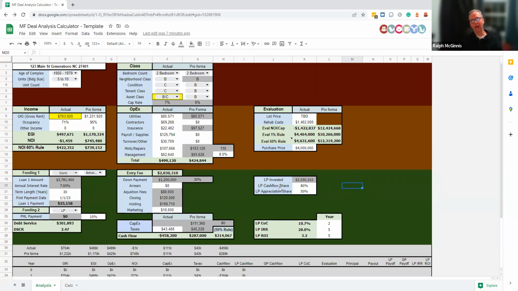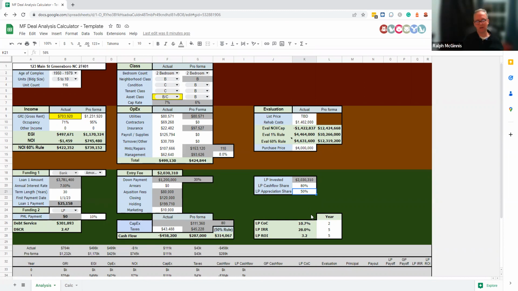So over here, the limited partner cash flow share and limited partner appreciation share. Two different numbers. There's a lot of ways to put these deals together, but you can play with these numbers to see what sort of returns your partners are going to get on this deal. So most people are going to expect at least 10% cash on cash. The higher, the better. More people are typically either looking at cash on cash as their primary objective or IRR as their primary objective.